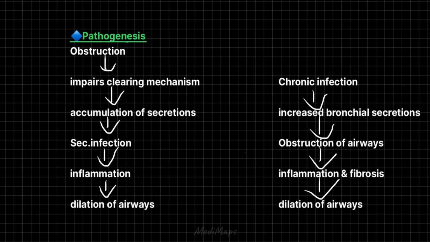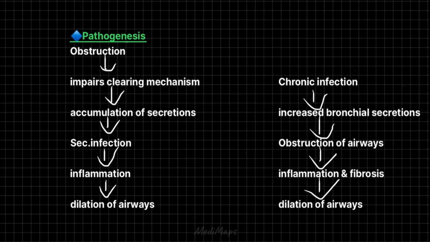So coming to the first one, that is, an obstruction in the airways can lead to impairment of the clearing mechanism, and it would lead to the accumulation of secretions inside the airways. So this accumulation of secretions will lead to further infections, that is secondary infections, and it leads to inflammation, and finally it would lead to the dilatation of airways. Now let's deal with the second pathway.